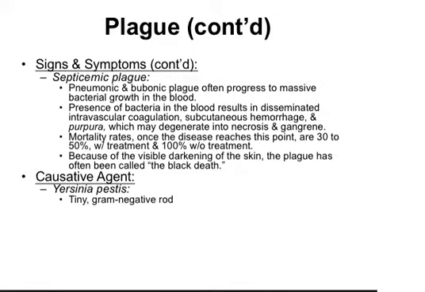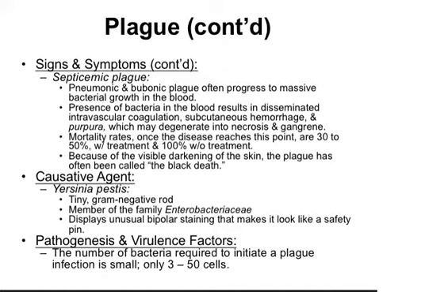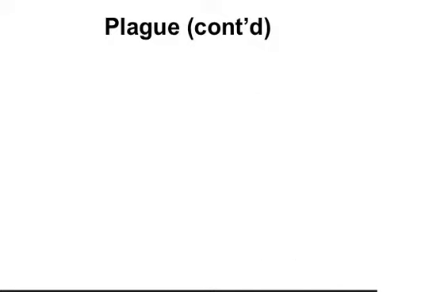The causative agent is Yersinia pestis, which is a gram-negative rod, a member of Enterobacteriaceae. It displays unusual bipolar staining that makes it look like a safety pin. The number of bacteria required to initiate is between 3 and 50 cells, so this is relatively potent.